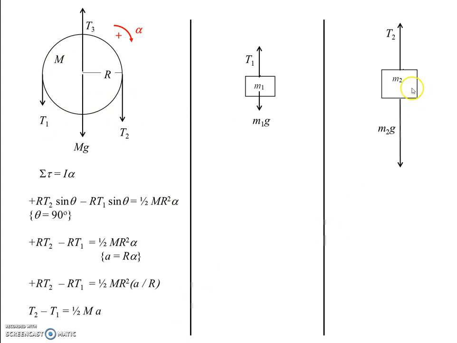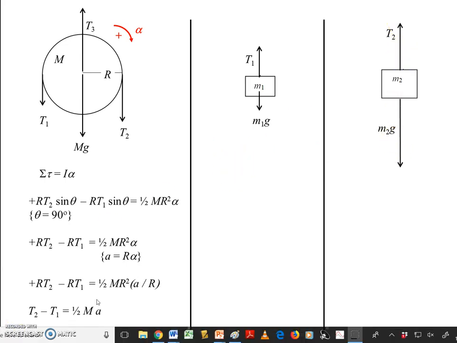The opposite is true for M2. Obviously, M2G points straight down and T2 points straight up, but since M2 is winning, because the whole system rotates clockwise, M2G has to beat T2, so make sure you're drawing M2G larger than T2, and pause the video if you need to restructure right now. And then we're going to write sigma F equals MA for each of the objects.